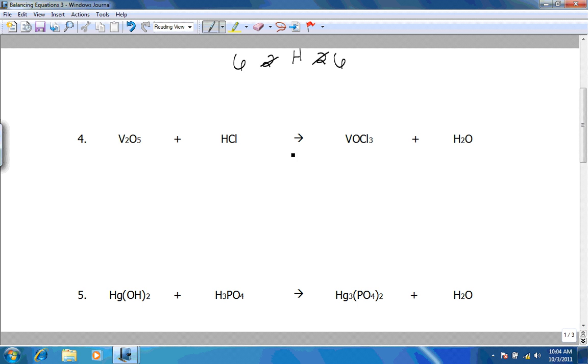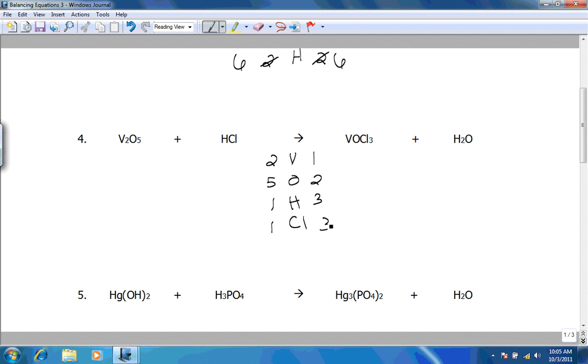Alright, 4, we have V2O5, H2O, V(OH)3, and HCl. We have 2 vanadiums on the left, and we have 1 on the right. Oxygens, we have 5 on the left, and we have it in 2 different spots, so we have 2 on the right. Hydrogens, we have 1 on the left, we have 3 on the right, and chlorines, we have 1 on the left and 3 on the right.